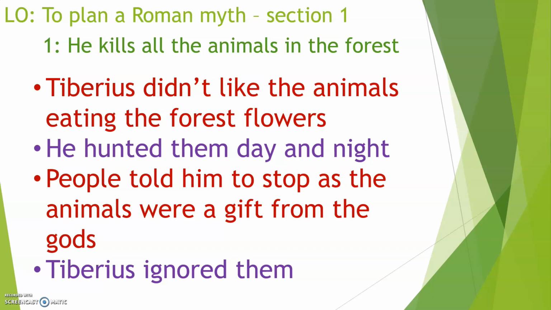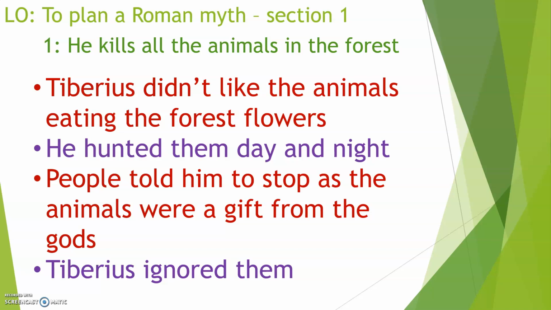So you see how I fleshed out the ideas there? I said the initial one, he kills the animals, but I fleshed it out a bit more to he didn't like them because they eat the flowers. He then hunted them. People told him to stop, but Tiberius ignored them. And now obviously they're not sentences that can go straight into our writing. If I was to write those as my actual myth, it'd be really boring. But I've got a good plan there for the first 4 sentences or the first couple of paragraphs of my writing.